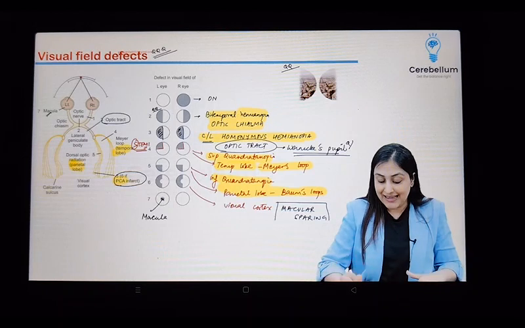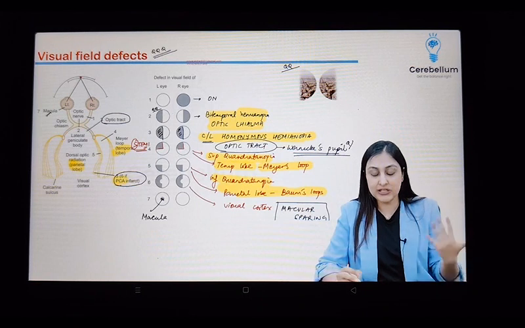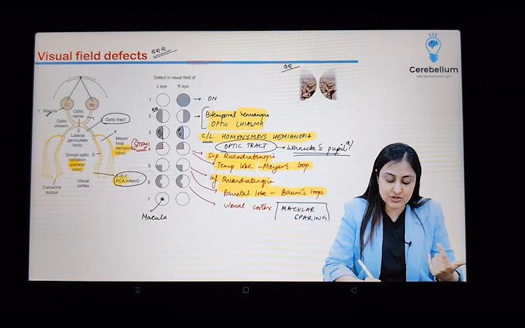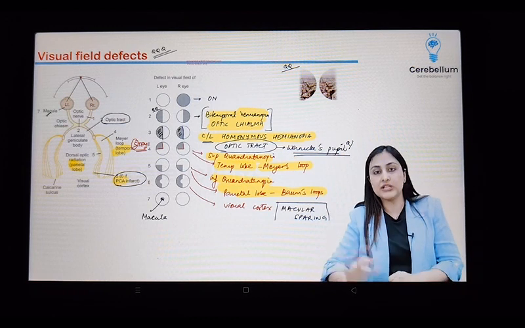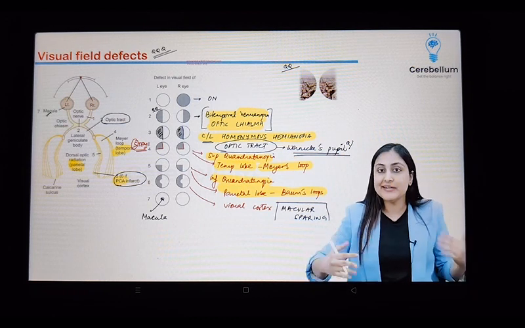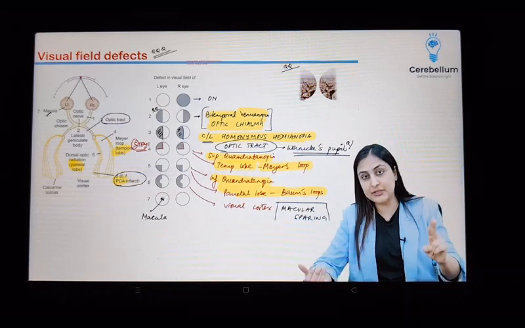So in a nutshell, bitemporal hemianopia means the lesion is in the optic chiasma. Most important. So here frequently they will give you a pituitary lesion or a craniopharyngioma in a child. That's what this is going to result in. That's going to compress on the optic chiasma. Behind it, optic tract, Wernicke's pupil, and contralateral homonymous hemianopia.